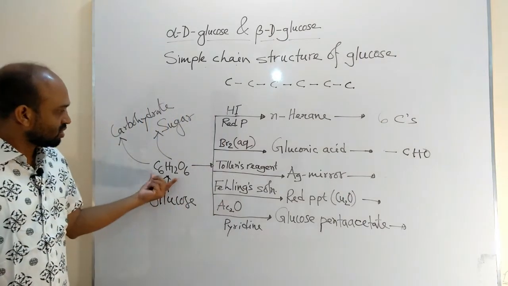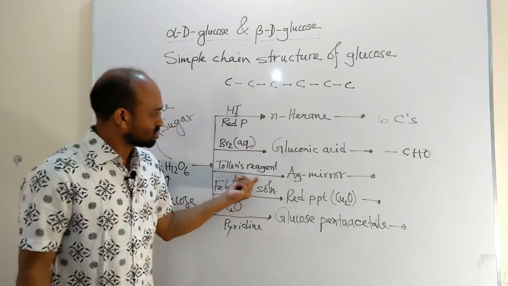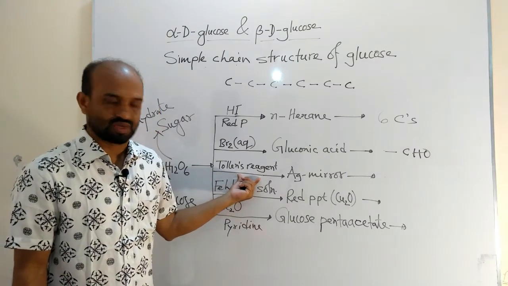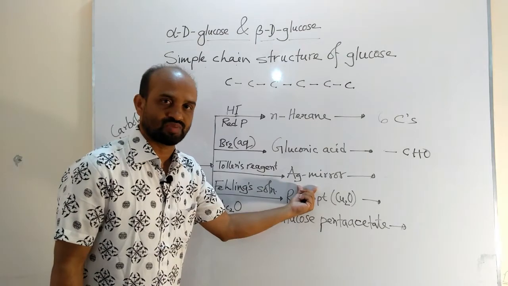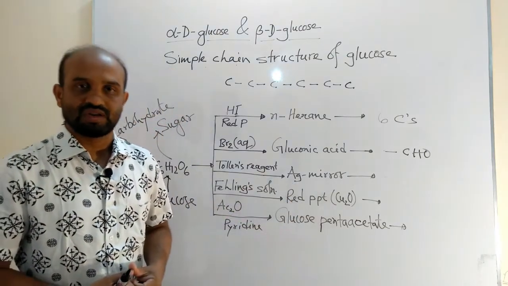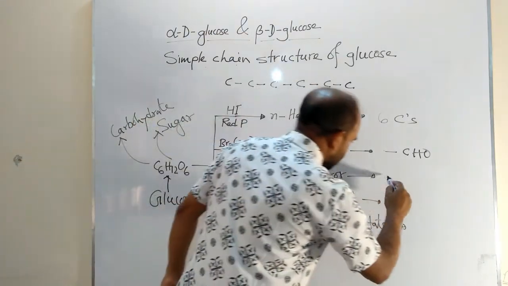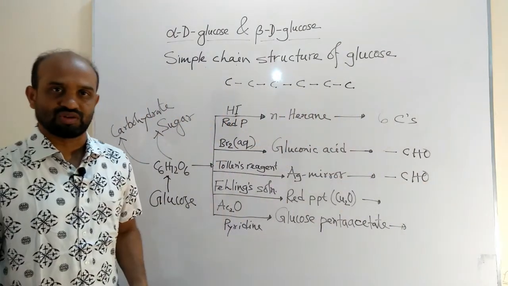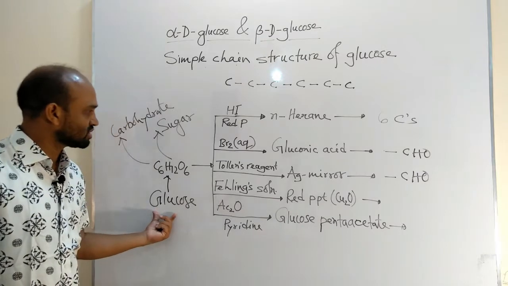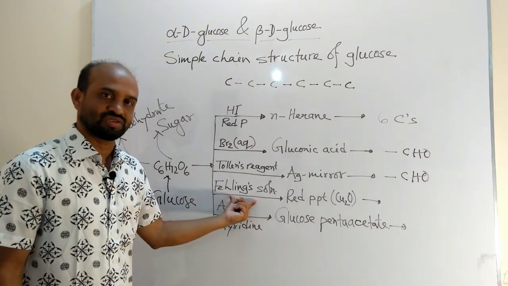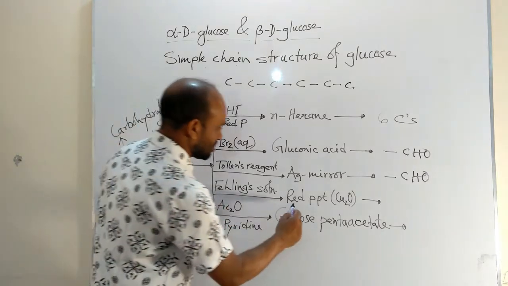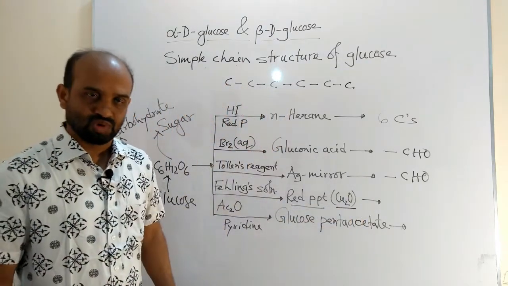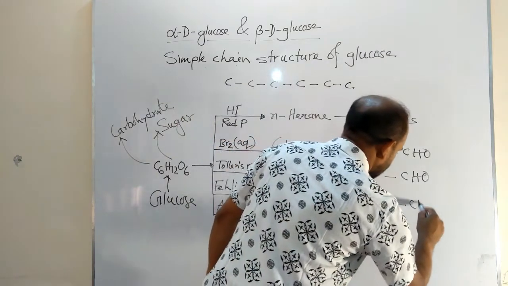Similar experiment: when glucose is treated with Tollens reagent, which we have learnt in the Carbonyl compounds chapter, then a silver mirror is formed, that is the identification of aldehyde group. So it proves the presence of aldehyde group. Similarly, when glucose is treated with Fehling's solution, a red precipitate of cuprous oxide is formed, that proves the presence of aldehyde group.